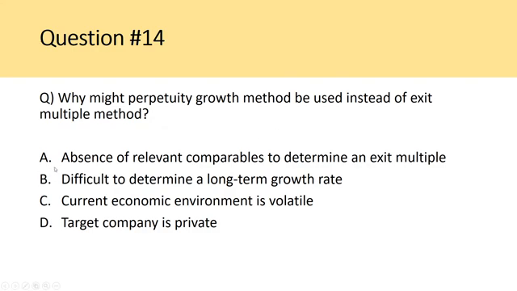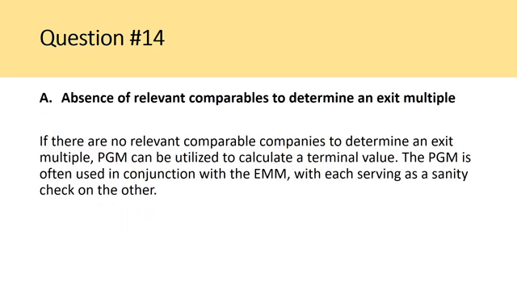Well, one, maybe it's the absence of relevant comparables to determine an exit multiple. Two, is it difficult to determine a long-term growth rate? C, the current economic environment is volatile? Or D, the target company is private? Well, it would be A. There's an absence of relevant comparables to determine an exit multiple, right?